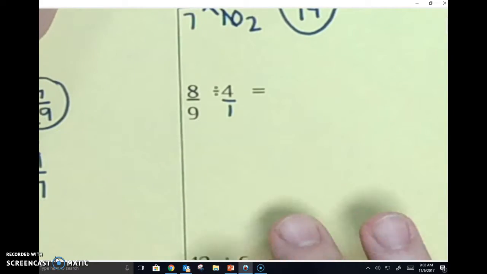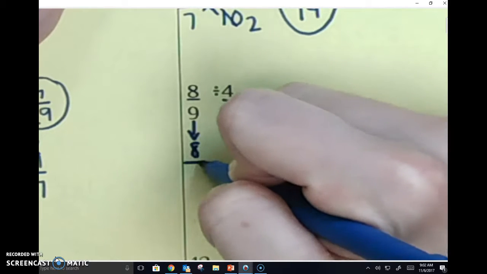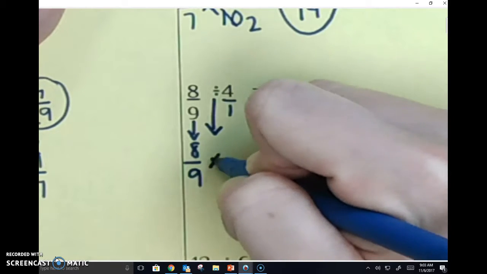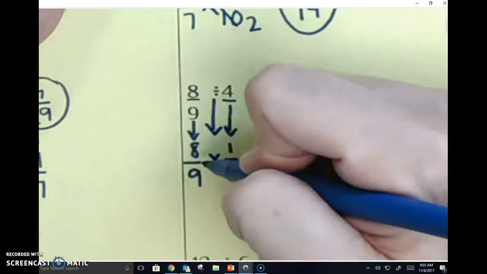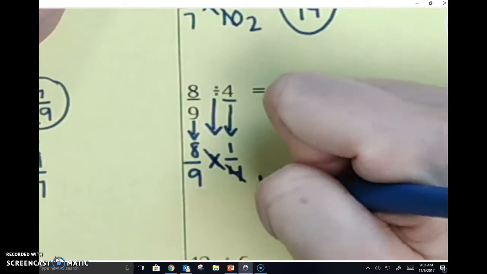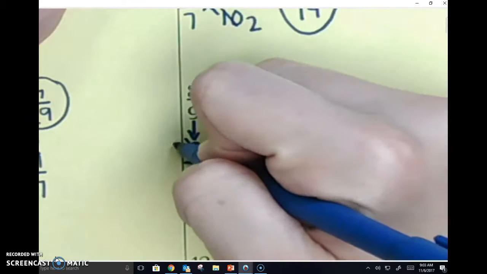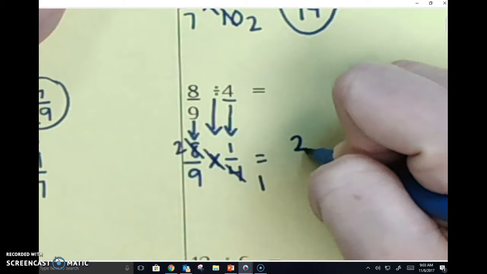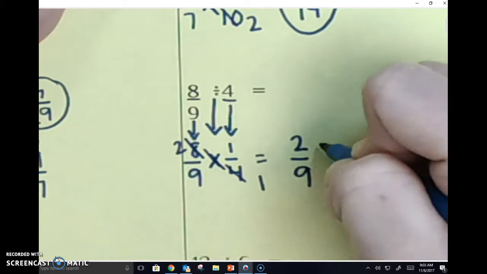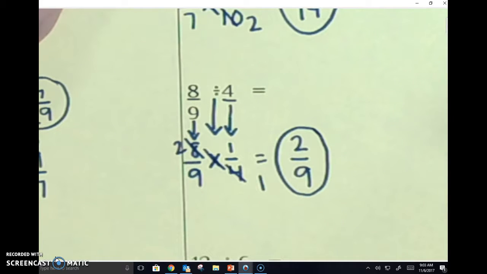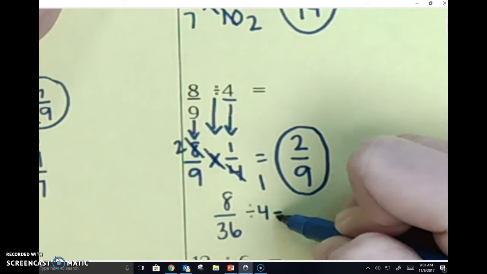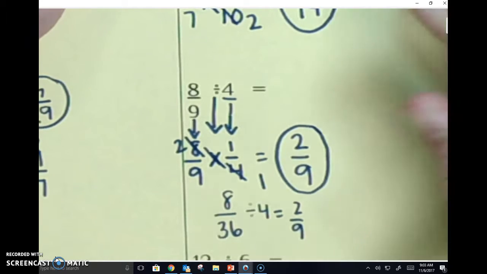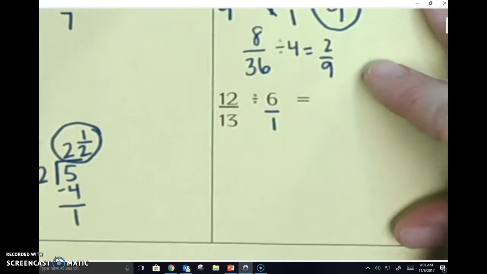Let's move on to the next one. I'm going to bring 8/9 straight down. Division sign will change into a multiplication sign, and we're going to do 1/4. I'm going to cross cancel with the 8 and the 4 because 4 goes into 4 once and 4 goes into 8 twice. 2 times 1 is 2. 9 times 1 is 9. So our answer is 2/9. If you would have cross canceled, you would have had to have simplified because you would have gotten 8/36. You will simplify by 4 and we'll get 2/9. So you can do it either way. You just have to remember to simplify at the end.